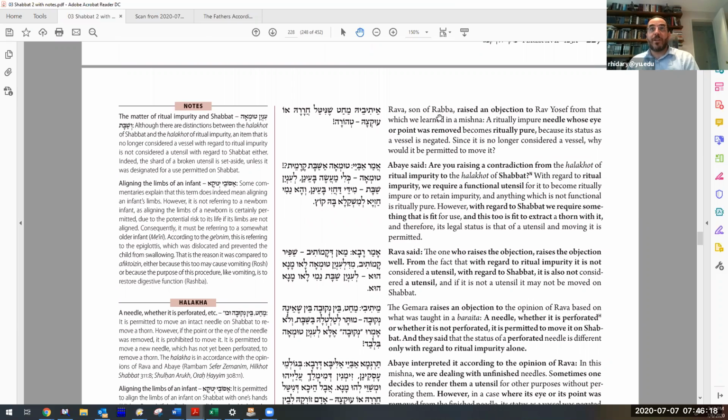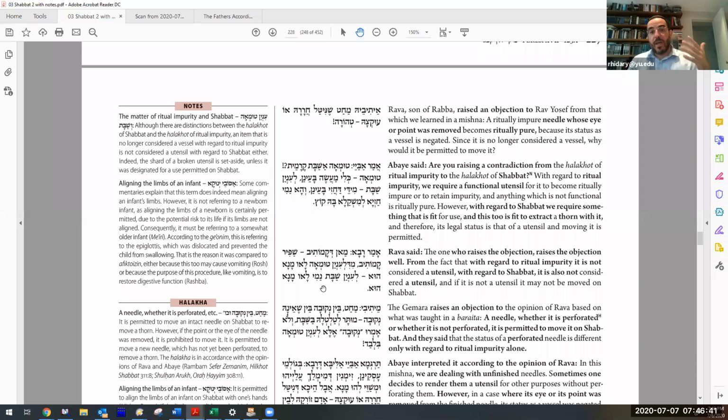He says the person that asked this question, Rava, the son of Rabba, he asked it well. Your answer was not as good as the question. I agree with the questioner. This is the same criteria for both. If something is not a utensil regarding tumah, it's not, and in this case it's not. It's clear from the Mishnah. It's not a utensil for Shabbat either.